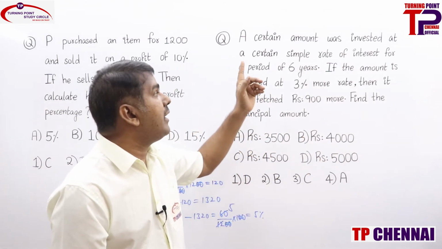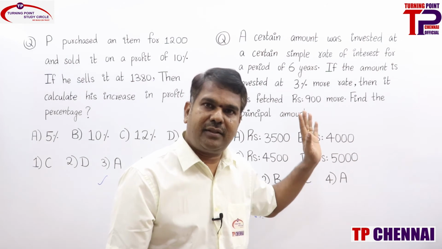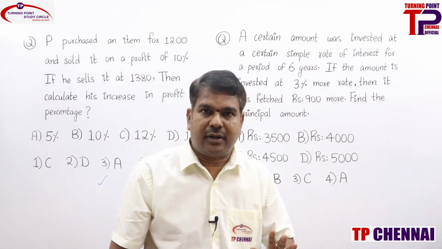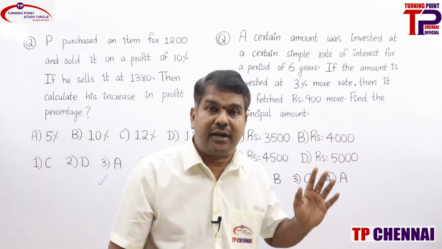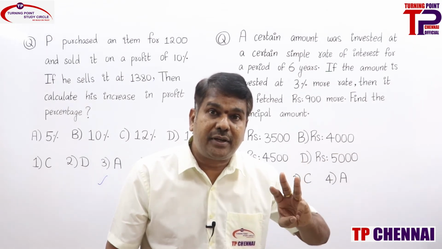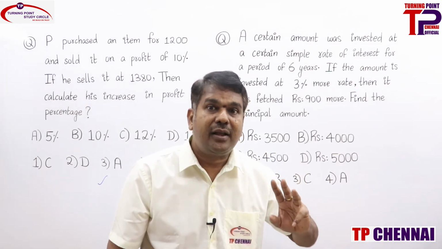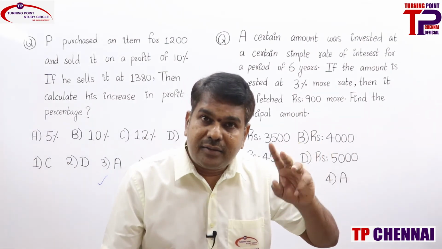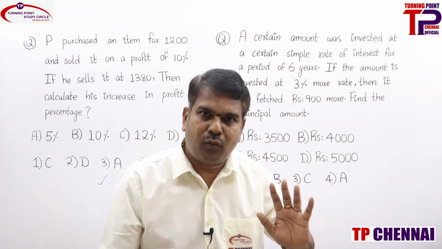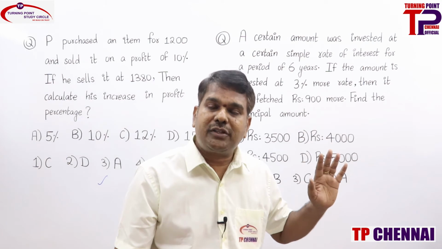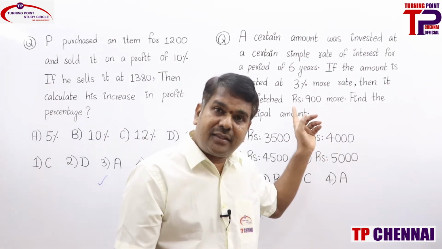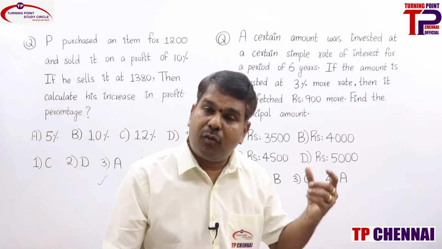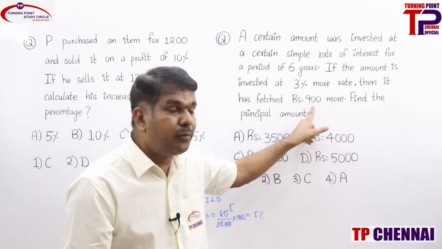But what is being given? Invested for how many years? 6 years. That's clearly given. One more thing is also given. Initially we don't know what percent rate of interest he has invested, but if he invests at 3% more rate of interest, he would have got 900 more. That's what has been given. So for 1 year, how much would he be getting? 3% more. For 6 years, how much would he have got?